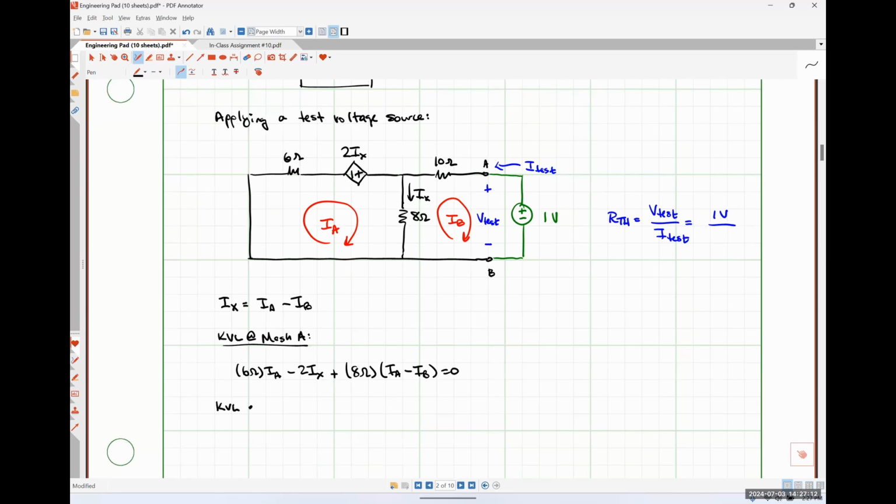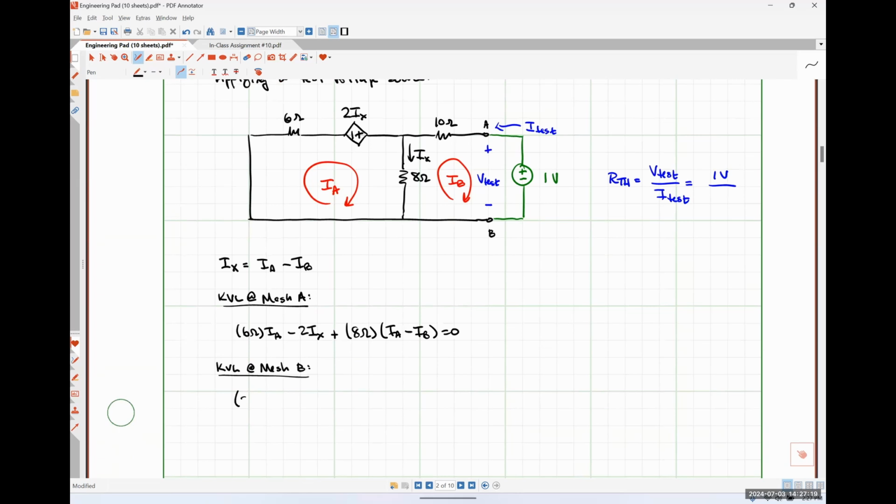And KVL around mesh B is going to be 8 ohms times IB minus IA plus 10 ohms IB plus 1 volt is equal to 0. And now I'm going to solve this system for IA, IB, and IX.